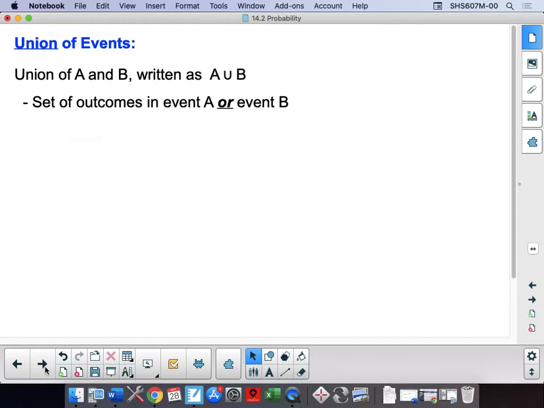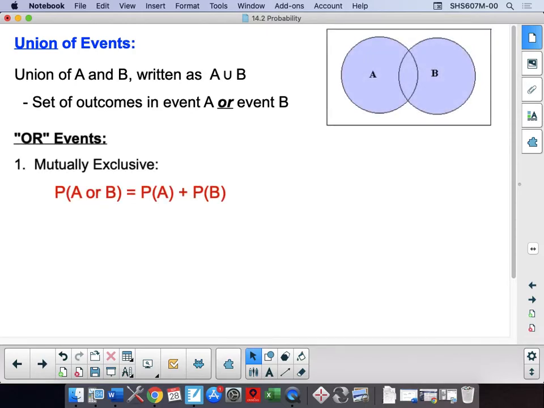A union is the other one. A union looks like this, A ∪ B. That's how they write this fancy notation for union. But these are "or" events. When you see the word "or," it means not multiply, but addition.